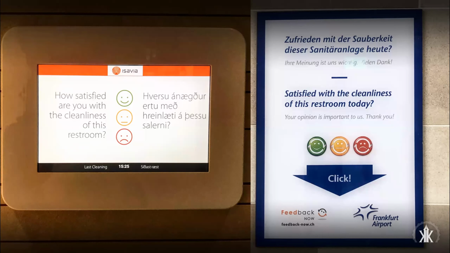One of these on the left-hand side is in Keflavik. The other is in Frankfurt. Of course, this comes down to net performance scales.